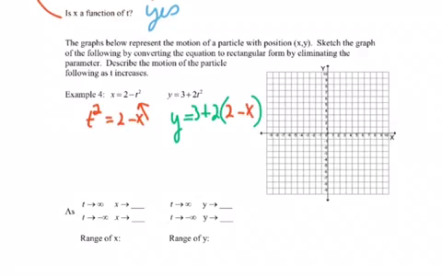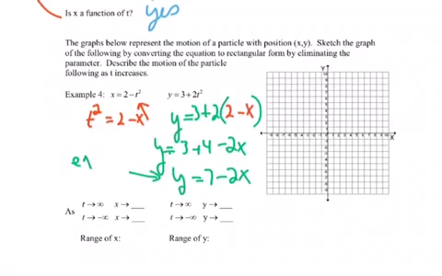And now I clean that up. So that gives me y equals 3 plus 4 minus 2x. So y equals 7 minus 2x. So if you look at that, this looks like the equation of a line. So the question is, what is this graph going to be?